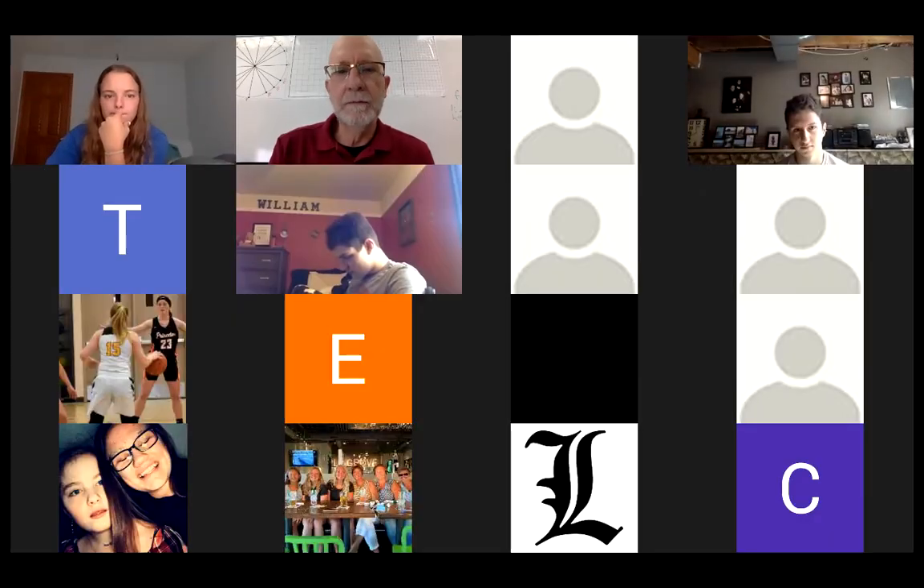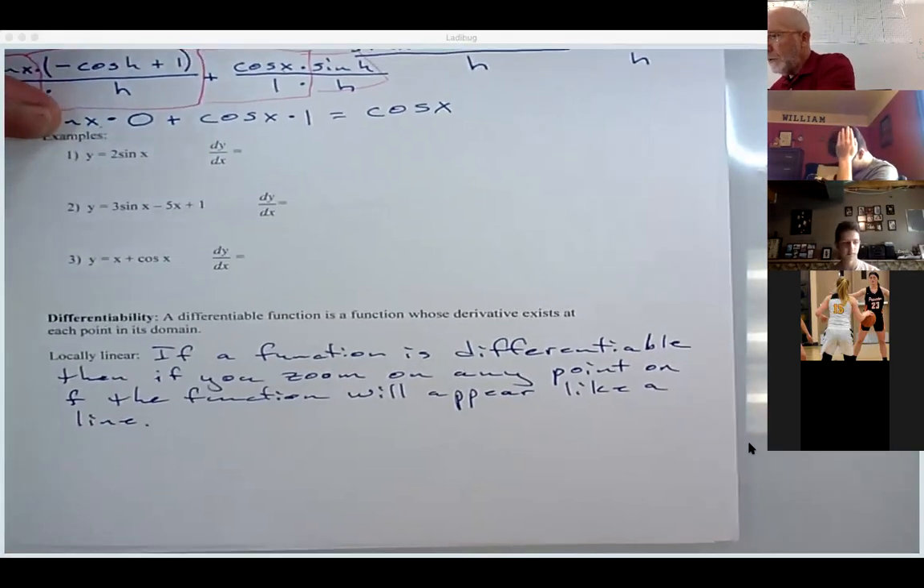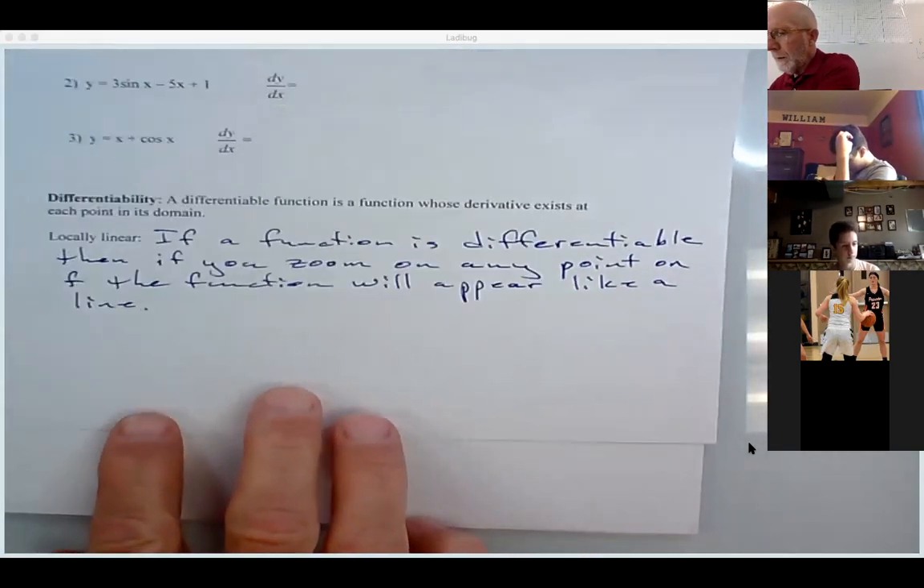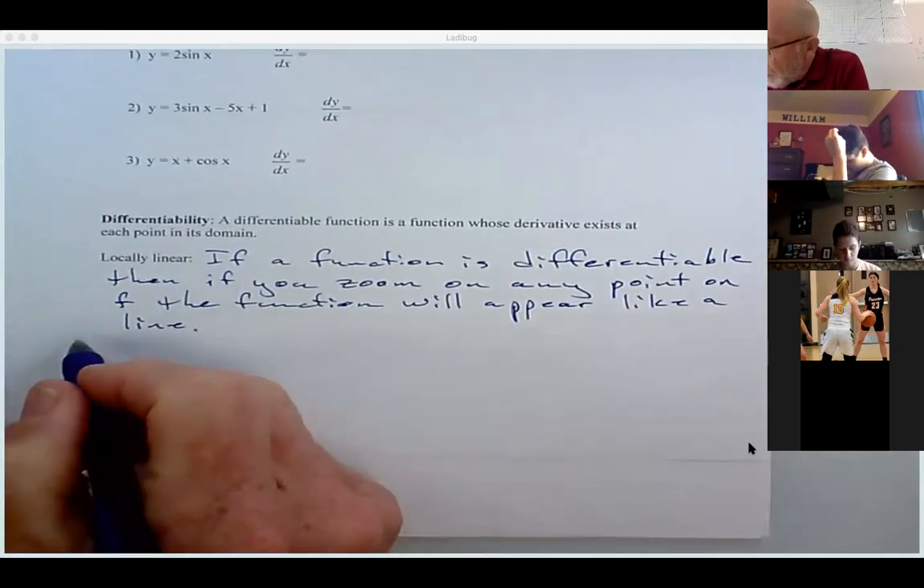All right, so I'm going to stop sharing this. I'm going to share this other part. I am going to show you this graph. This is a very popular graph.